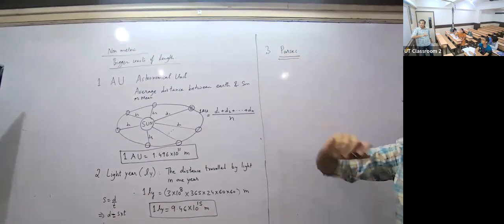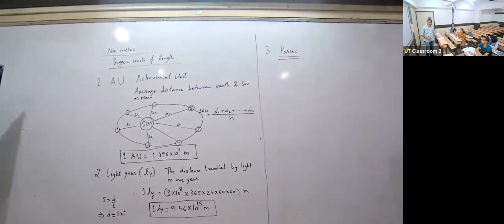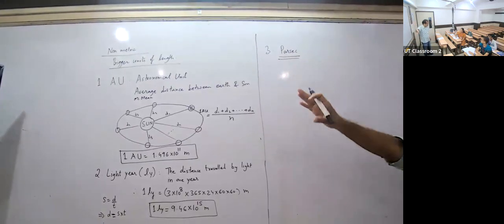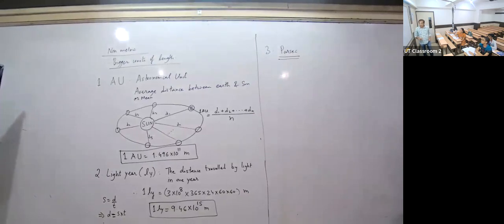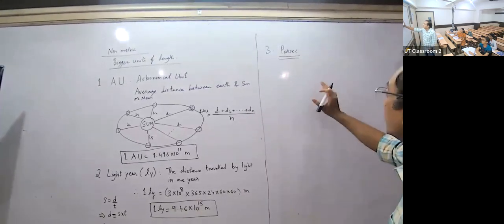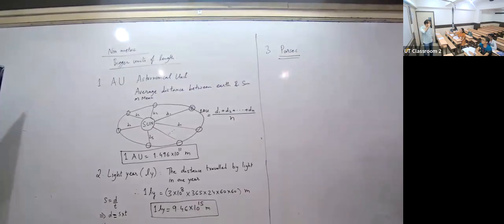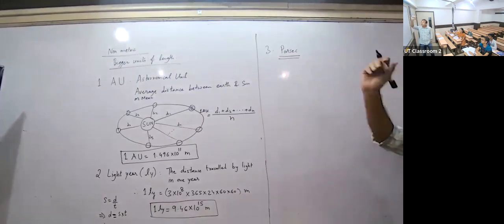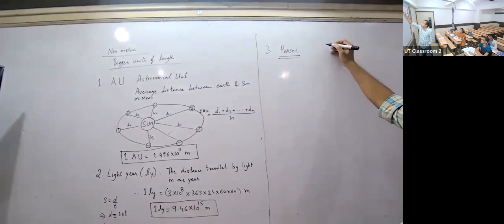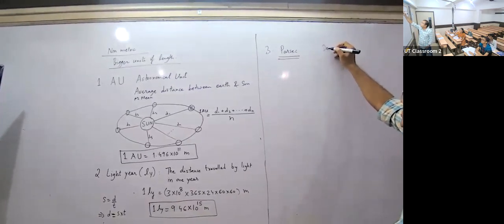So this is another bigger unit of length. Suppose you write till here. Have you written it? Now understand carefully. What is a parsec? Before that, you have to understand what is angle. How is angle measured? In degrees. So angle is measured in degree.